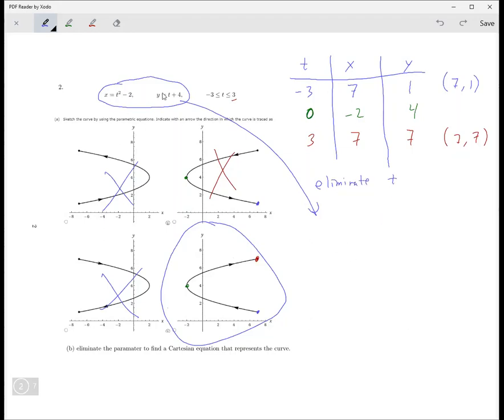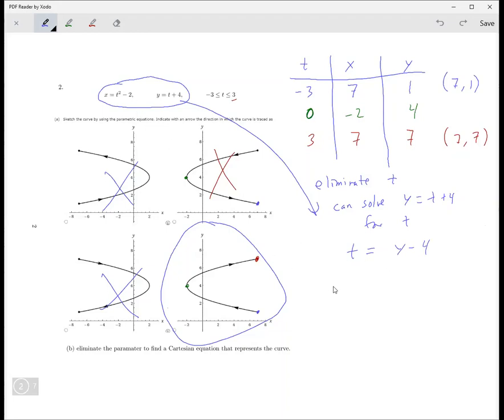So you have two equations and three variables, x, y, and t. And the idea is to just eliminate your t. In this particular case, there's a lot of strategies for doing this, but here you can solve y equals t plus 4 for t relatively easily. So t is going to be y minus 4.